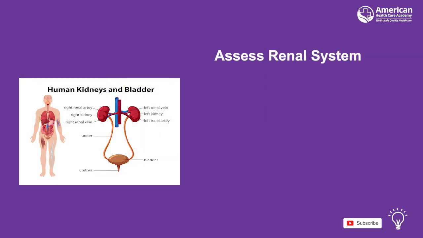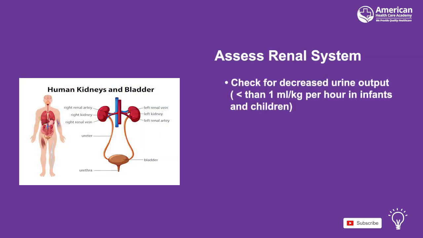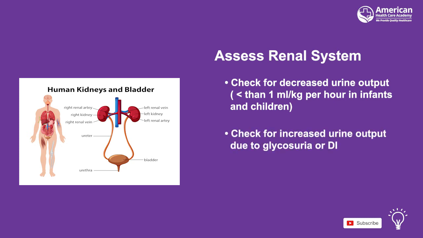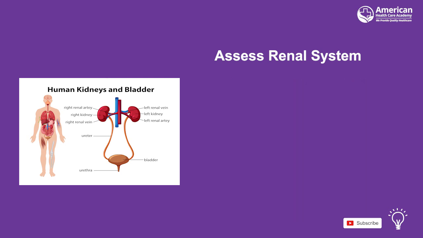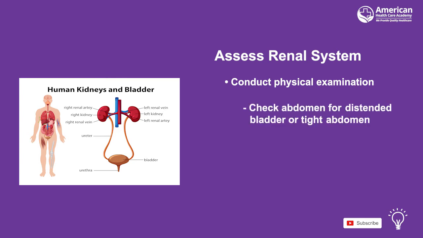Next, evaluate the child's renal system. Check for decreased urine output, which is defined by less than 1 milliliter per kilogram per hour in infants and children. You should also check for increased urine output due to glycosuria or DI. Conduct a physical examination, checking the abdomen for a distended bladder or a tight abdomen.